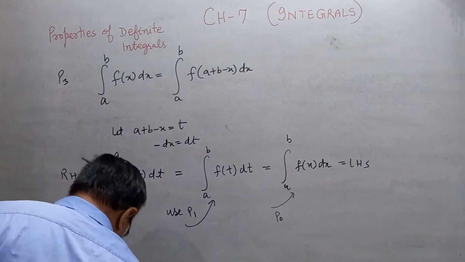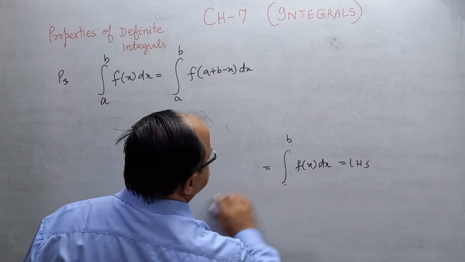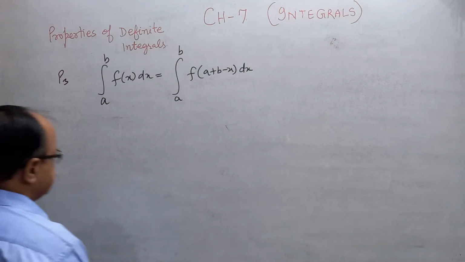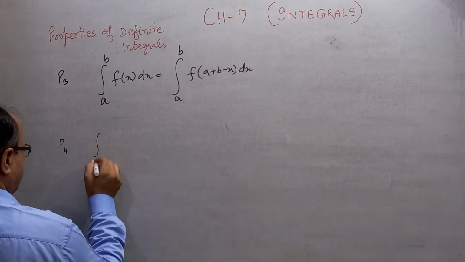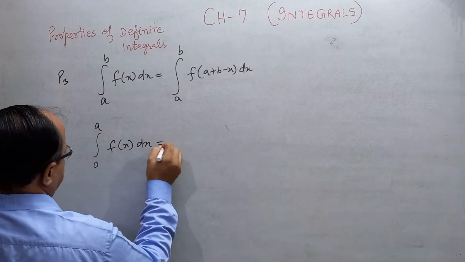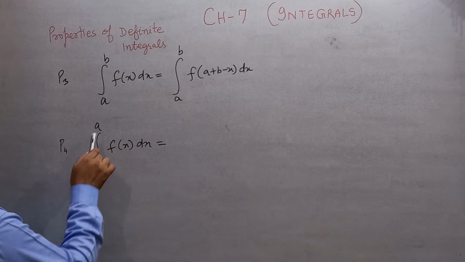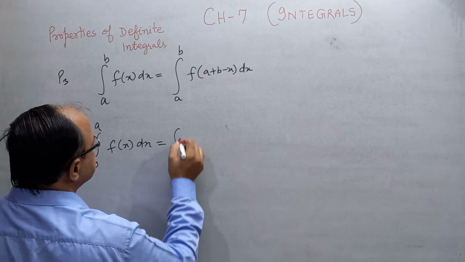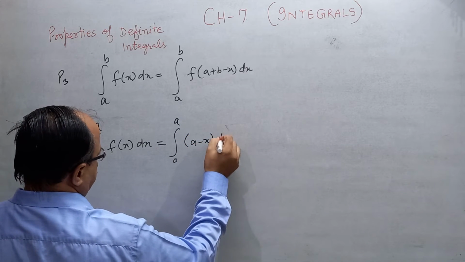This is property number P3. And with the help of P3, you can create property P4. P4: integration 0 to a f of x dx. In this property, add this and minus x: a plus 0 minus x, that is a minus x, dx.